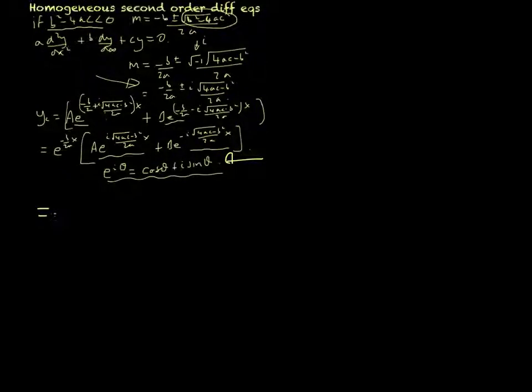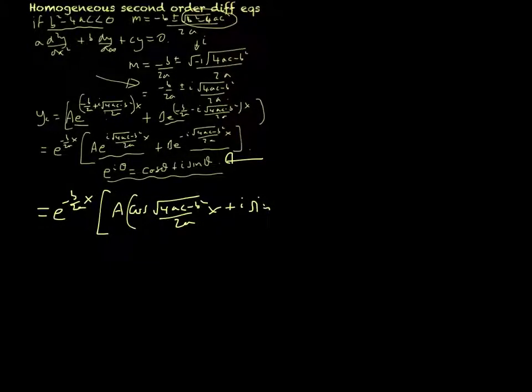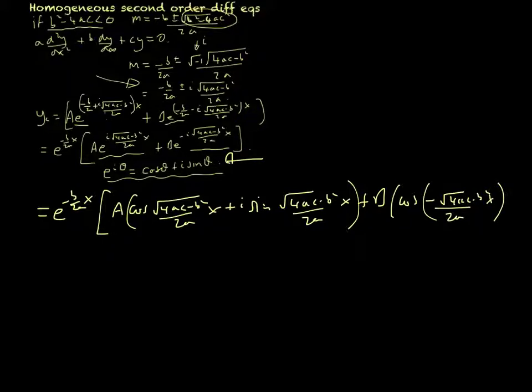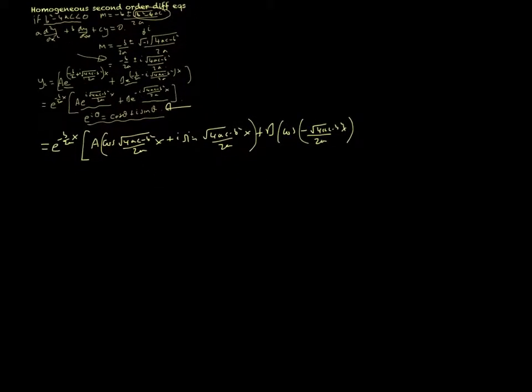So we can now write this as e to the minus b over 2a x, and now we've got a cos, and then our theta is going to be root 4ac minus b squared over 2a x, plus i sine of square root 4ac minus b squared over 2a x, plus b lots of this thing now, but with minus. So cos of minus root 4ac minus b squared over 2a x, plus i sine of our minus root 4ac minus b squared over 2a x.